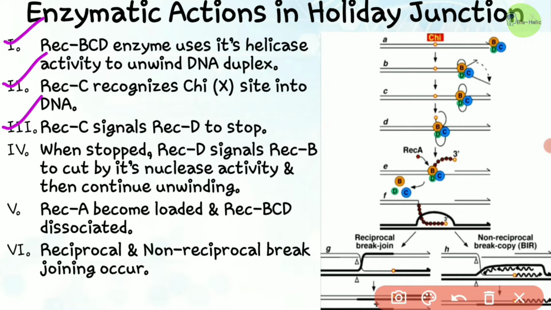And when stopped, with the help of ATP, RecD signals RecB to cut by its nuclease activity and continue unwinding of DNA. Then RecA becomes loaded and RecBCD dissociates. After that, two processes occur: reciprocal break joining and non-reciprocal break joining. And this non-reciprocal break joining is not an actual type of recombination. Okay.